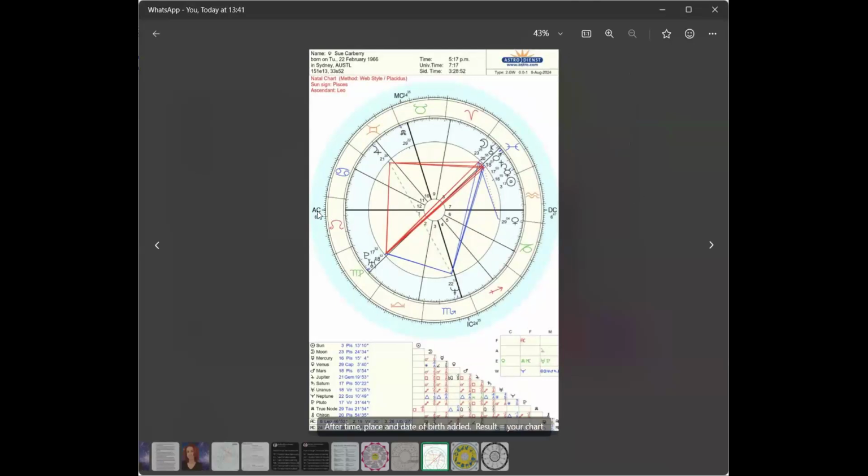Right. Okay. My ascendant, that is my first house cusp. And a cusp means the beginning. So you can see that there's number one there.